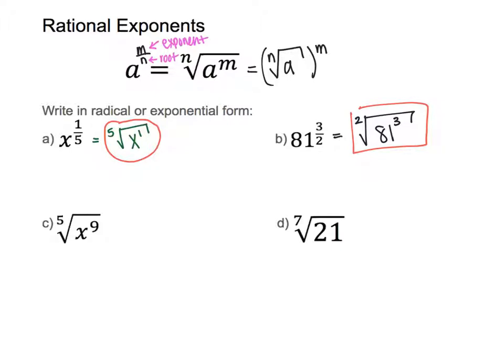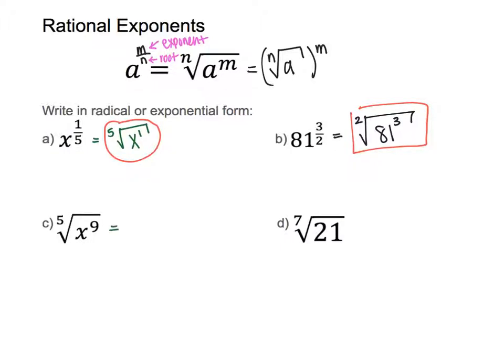So for part C and D, it looks like we have a radical this time, so now we have to write it as an exponent, okay? So that means we need to know what our base is and our fraction exponent, or our radical exponent. So let's try this one out.